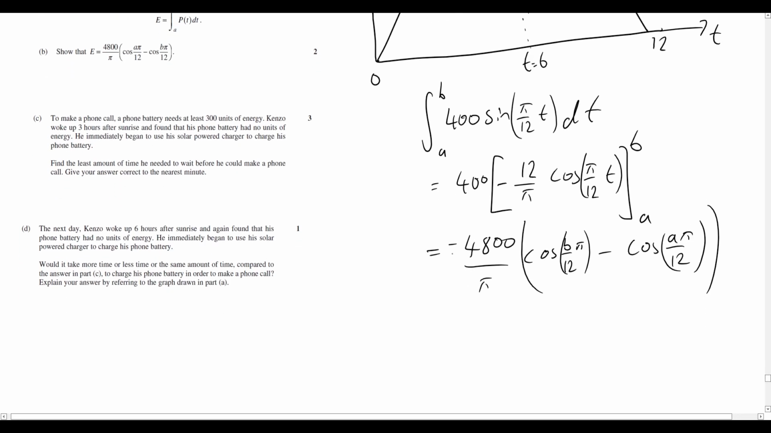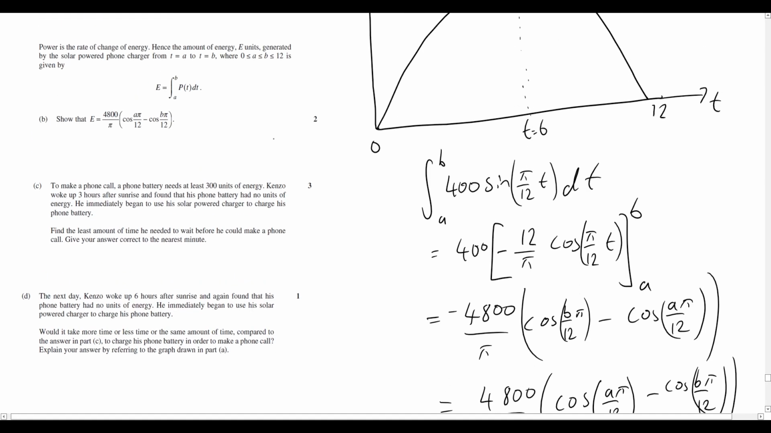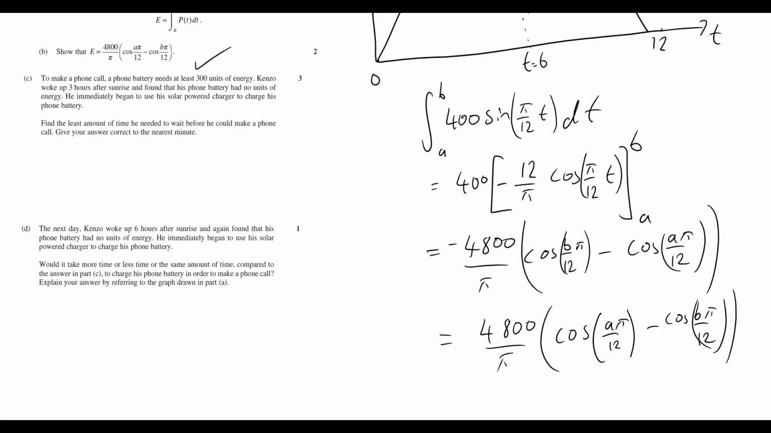Okay, and now we can absorb that negative sign out the front, and that will change our value now into 4,800 on pi. Now times by that negative, we'll just swap these around. So cos of a pi over 12 minus cos of b pi over 12. And that is as required. Okay, so now moving on to part C.